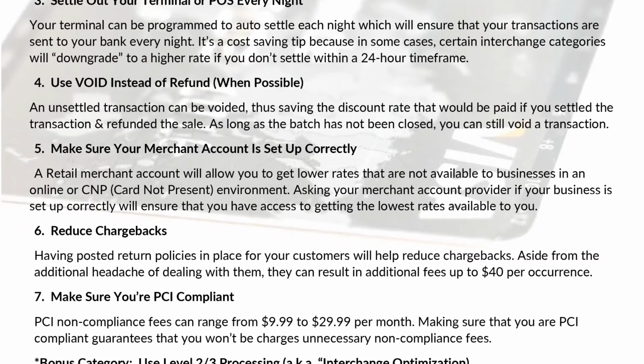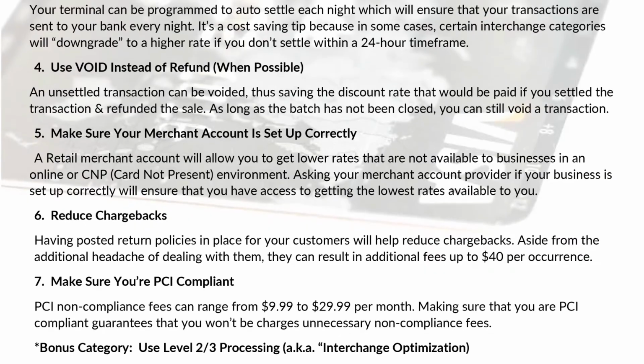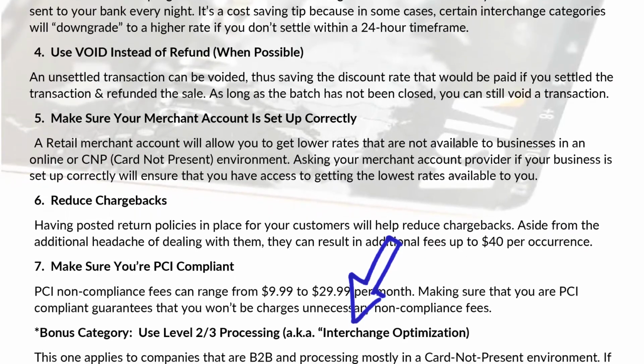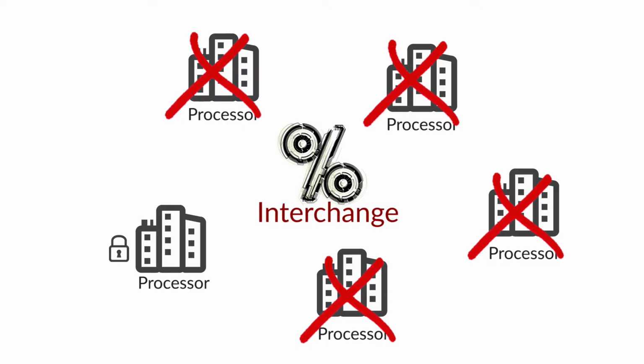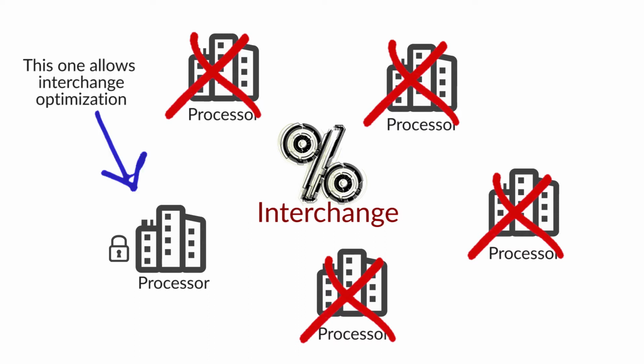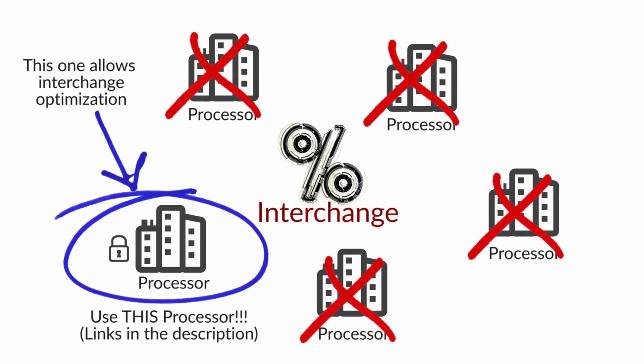Additionally, there's a way to optimize your rates if you're using an Interchange Plus pricing program and you're using a processing company that allows for this special optimization and rate reduction. And by the way, interchange optimization is not available with aggregator payment services like Stripe, PayPal, or Square.